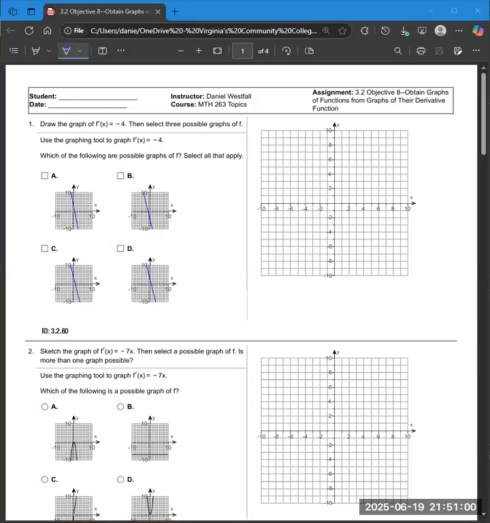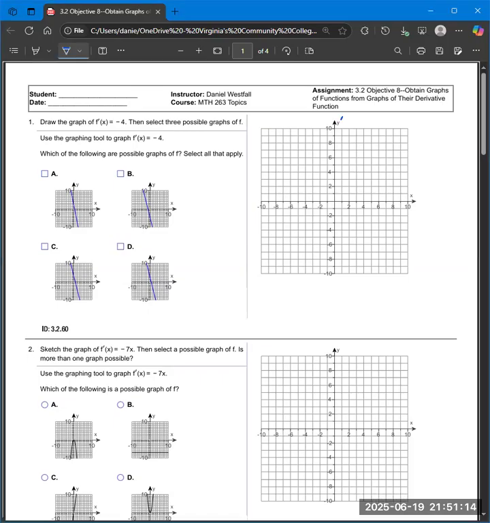All right, in this video, we're going to talk about 3.2 Objective 8, where we obtain graphs of functions from graphs of their derivative function. In the first graph, the equation for this will be y prime on this axis, and we want it to equal -4. So that is the constant function, y equals -4.